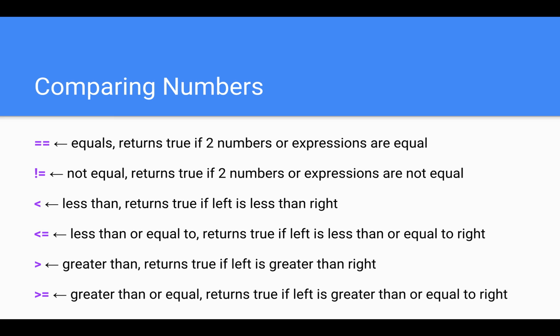A greater than symbol is greater than, and it returns true if the left is greater than the right. A greater than symbol followed by an equal symbol is greater than or equal to, and it returns true if the left is greater than or equal to the right.